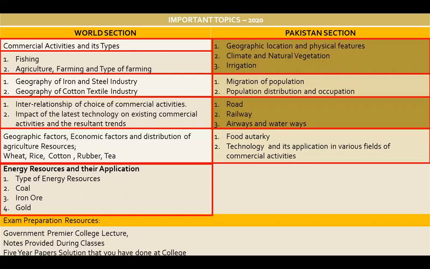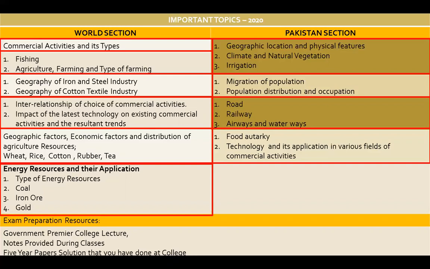Migration of population and population distribution is another very important topic. You get one question from it in your examination as well. Then we have roads, railways, airways, and waterways. Finally, food autopsy. Food autopsy sometimes comes in short answers, or sometimes as a short note in the section on the sea of Pakistan.